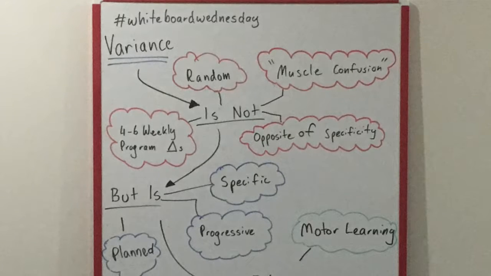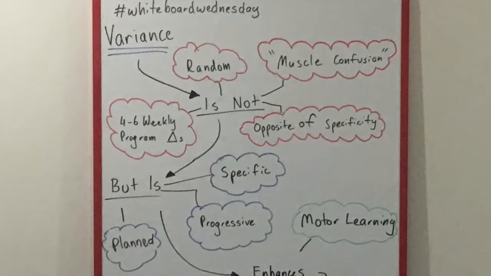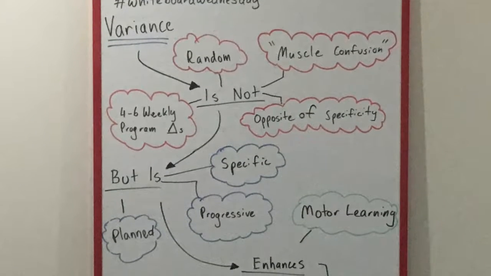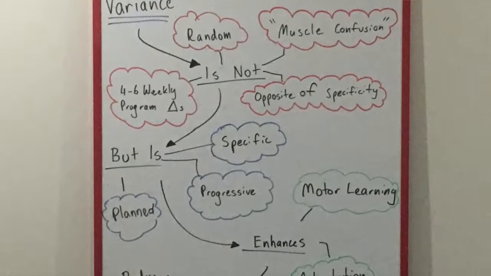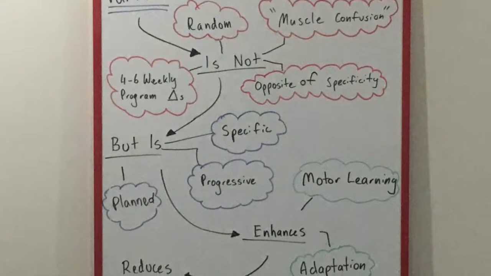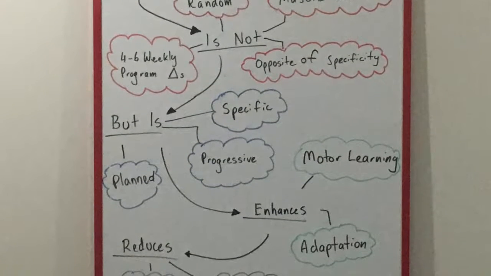Now, a few things variance is not. Firstly, it is not random. Secondly, variance is not muscle confusion. It is not the opposite of specificity, and it definitely is not changing your program every 4 to 6 weeks. What variance actually is: specific, progressive, and planned in nature.